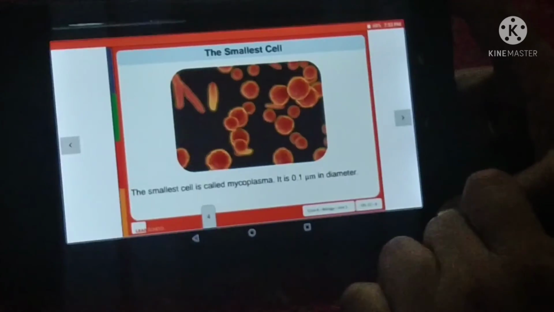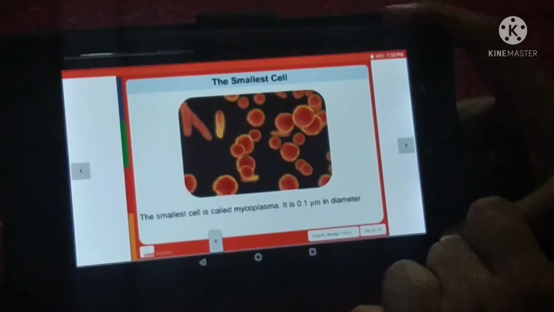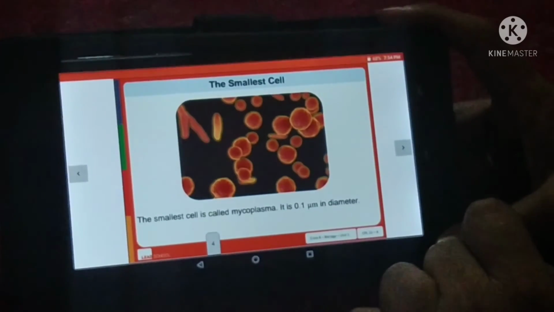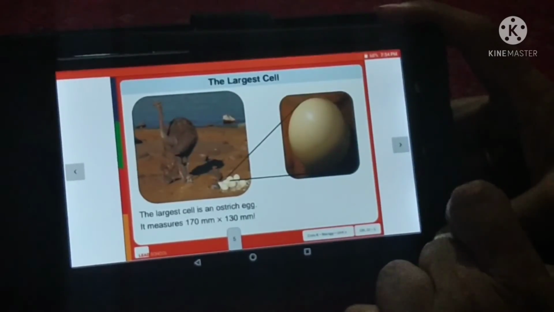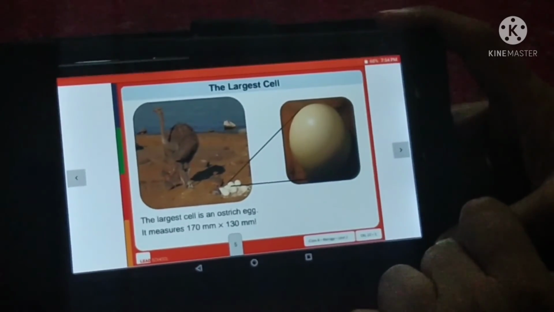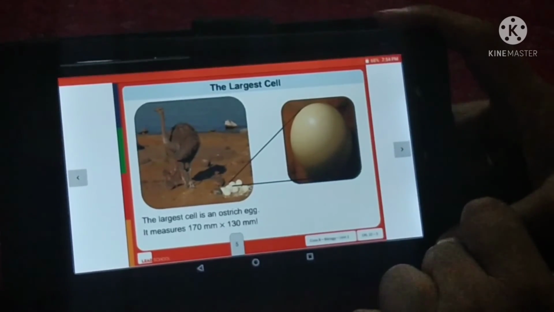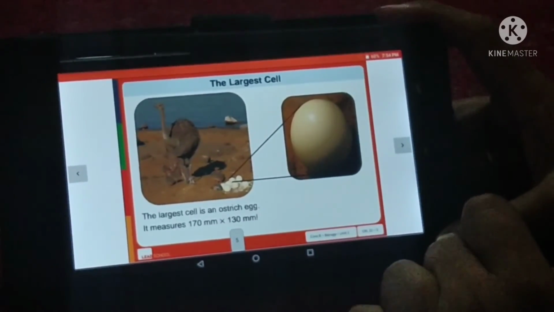The smallest cell is called mycoplasma. It is 0.1 micrometer in diameter. The largest cell is an ostrich egg. It measures 170 mm by 130 mm in size.